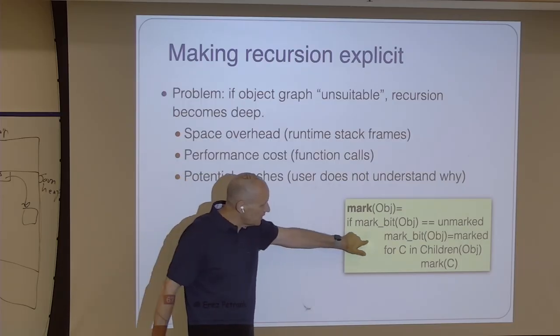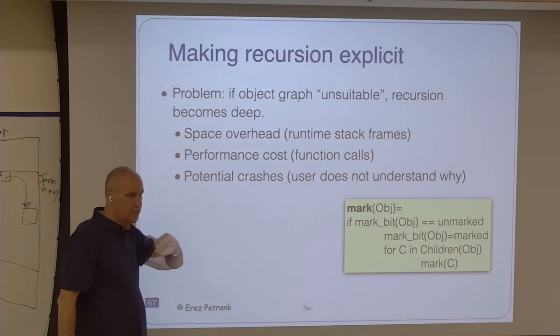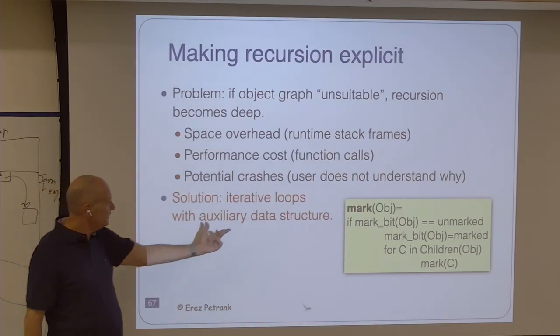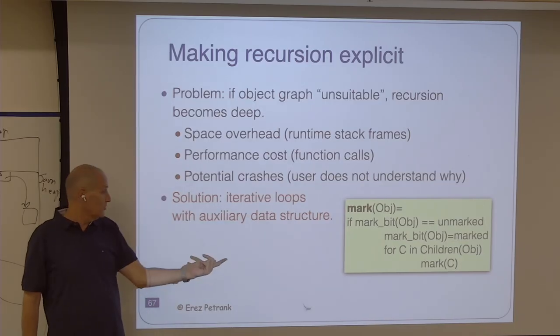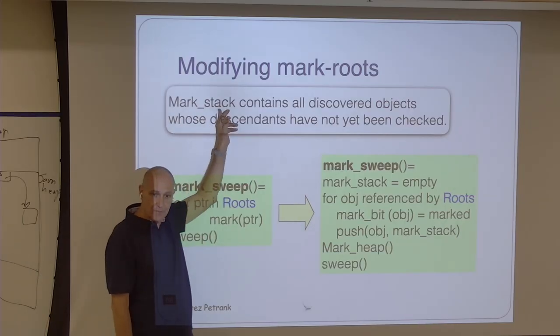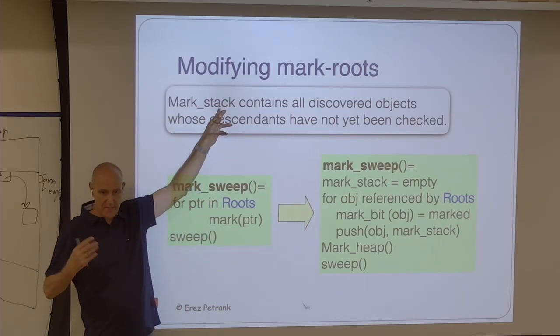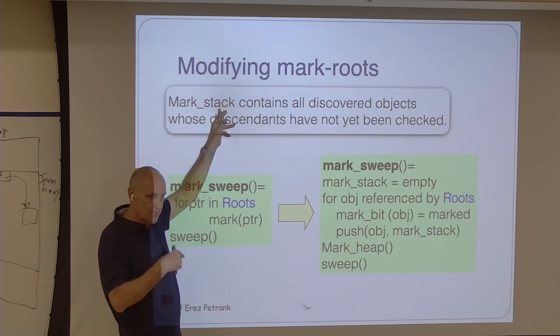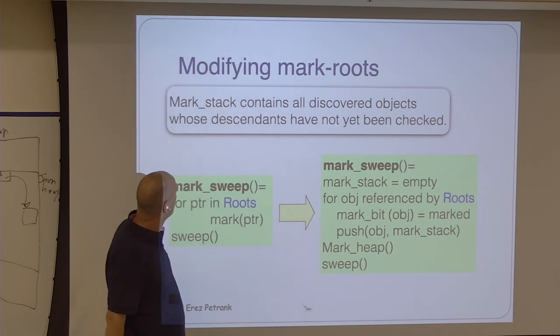So I want to change this to be iterations that I control. I do iterative loops instead of recursion. What I use is a stack instead of the runtime stack. I have my own stack, which says what I need to traverse.